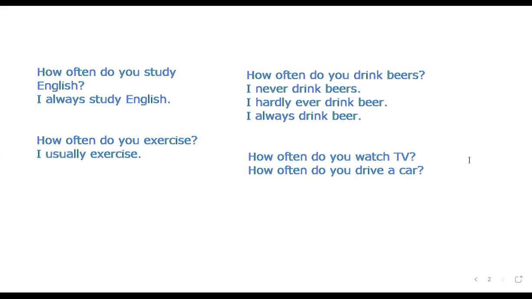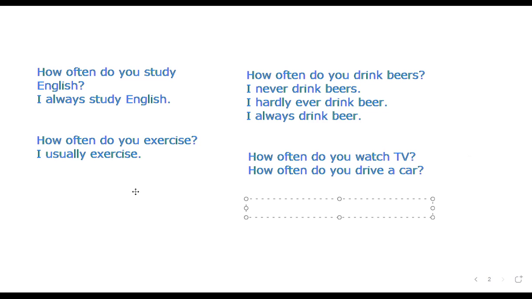I have two questions. How often do you watch TV? How often do you drive a car? I never drive a car. Thank you, Maria Cruz. How often do you watch TV? I always watch TV. Excellent.